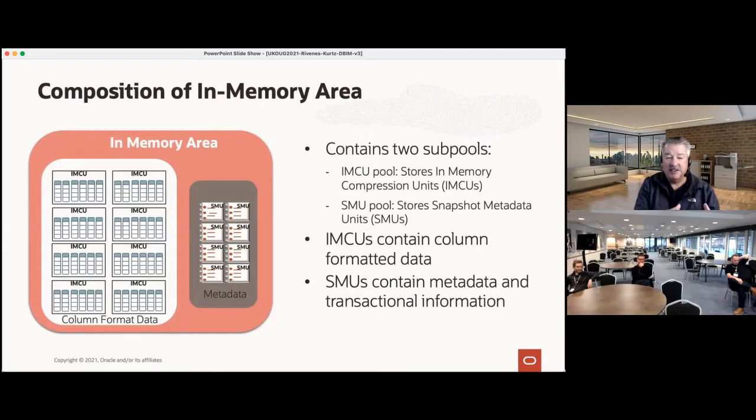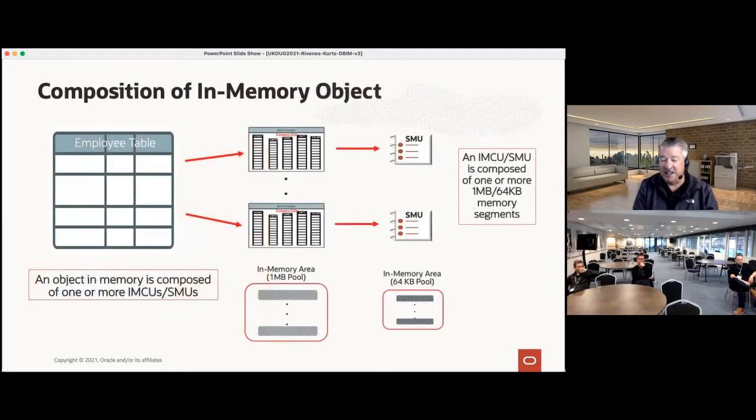We place IMCUs, or in-memory compression units, in the 1 meg pool. That's the actual columnar data. Then we have metadata. We keep track of any changes that occur to data in the row store, so that you always get a consistent view in the column store, and those are in the 64K pool.